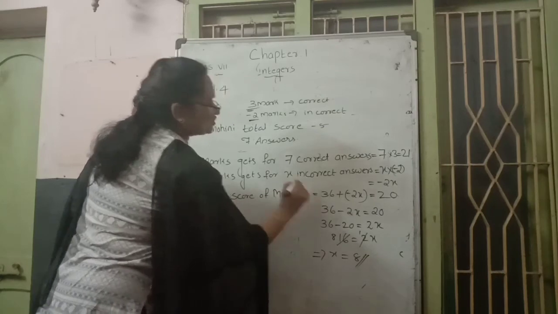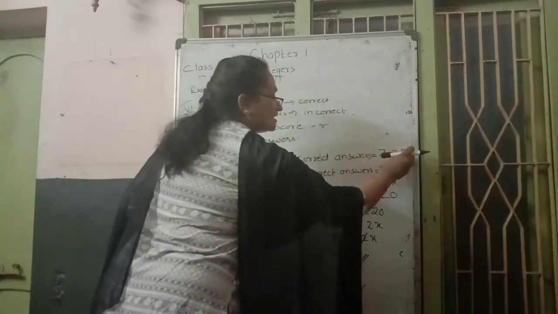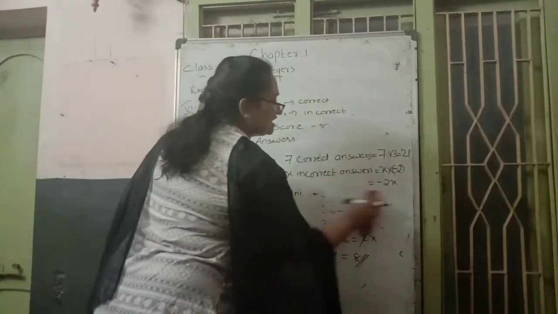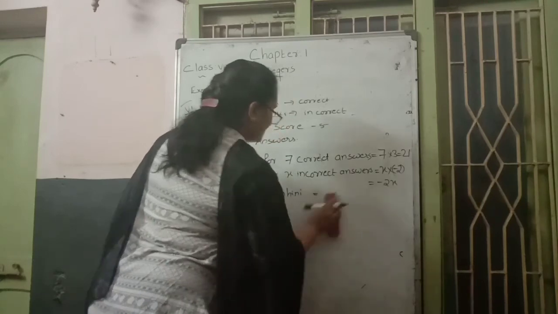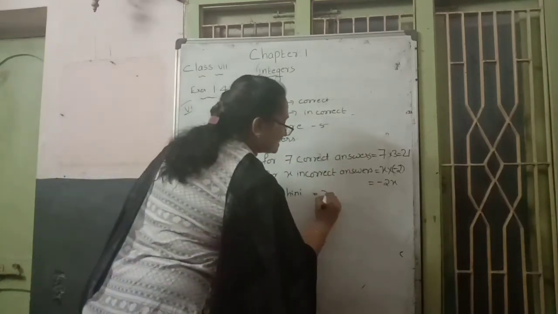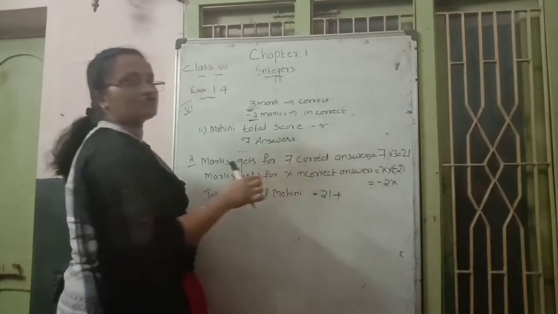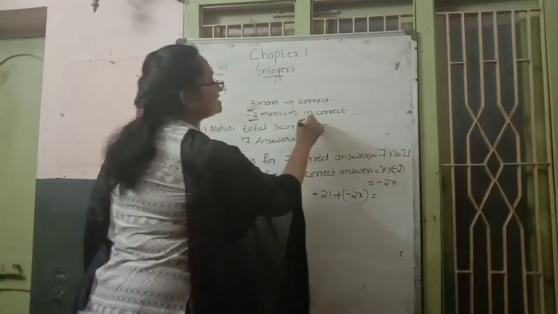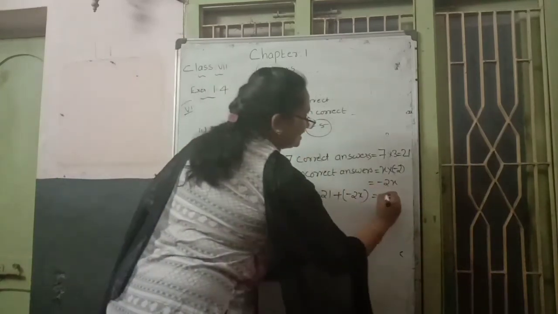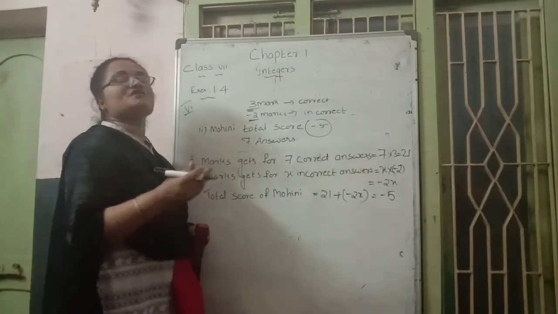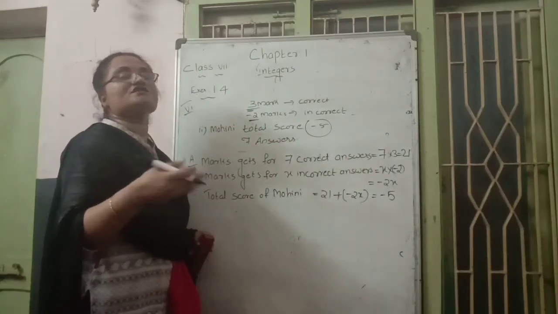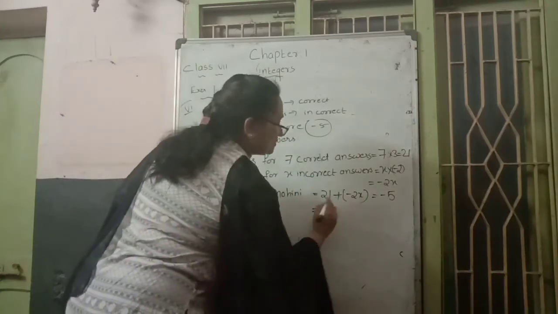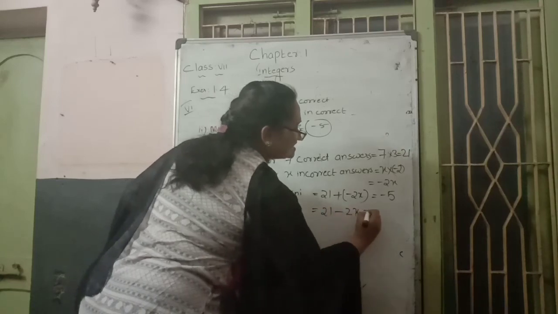How do we find the total score? Correct answers' marks plus incorrect answers' marks, added together, give the total score. The correct answers' marks are 21, plus the incorrect answers' marks, minus 2x. Her total score given is minus 5, negative marks included. So 21 minus 2x is equal to minus 5.